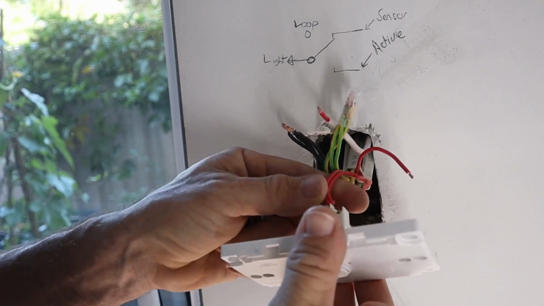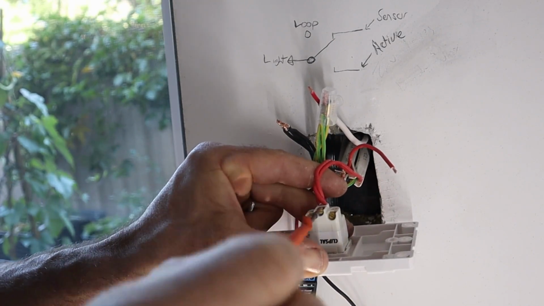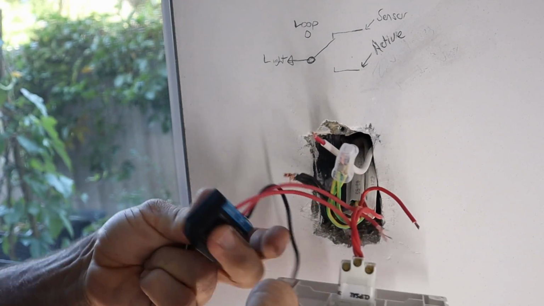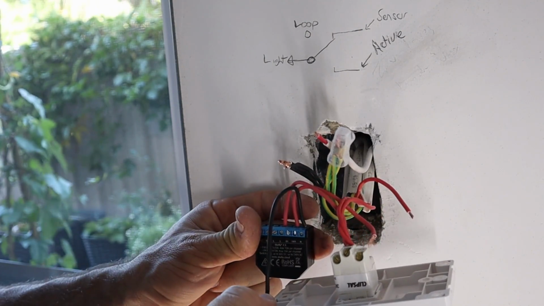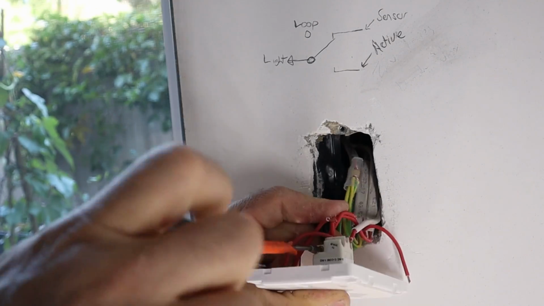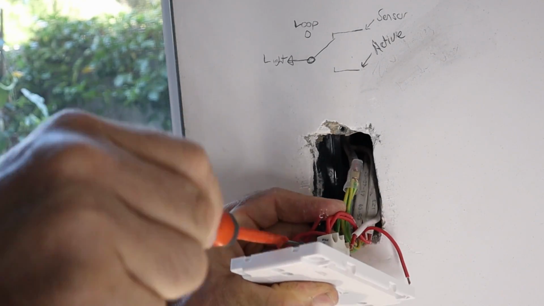So first of all, we're picking up our active feed and taking it to the common and our new switch. And that also feeds the Shelly an active feed. We're gonna connect up our neutral for our Shelly, and we're gonna use our looping terminal to put the neutral into.